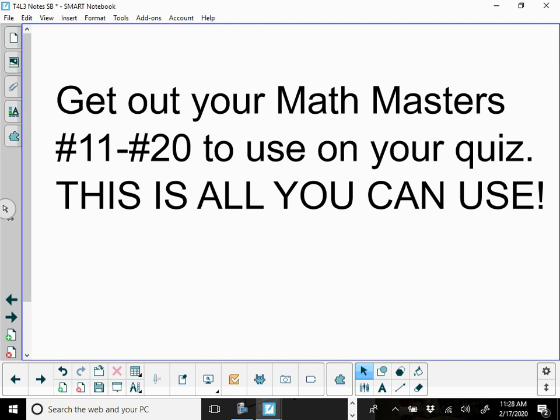Okay, so you can have out numbers 11 through number 20 to use on your quiz. They are the pastel yellow colored sheets. That is all that you should have out on your desk at this point. You can have all of those out and your calculator. And here shortly, the sub will be passing out your quiz on numbers 11 through 20.